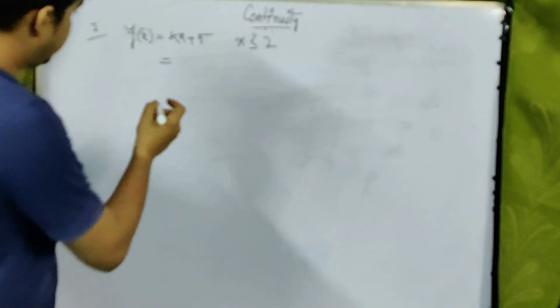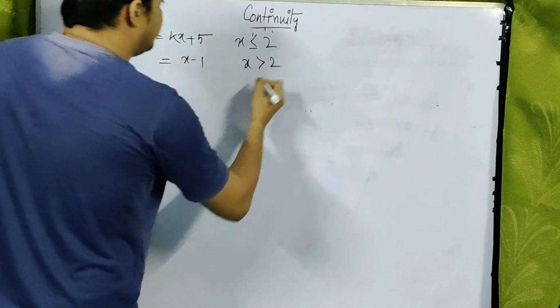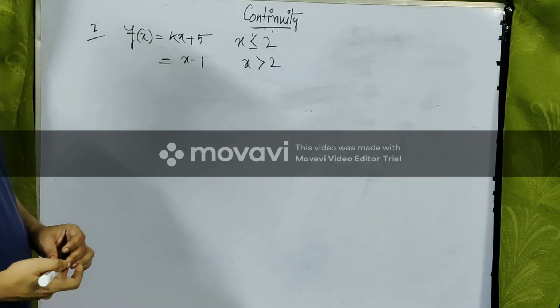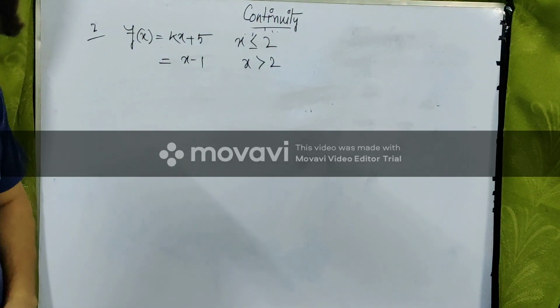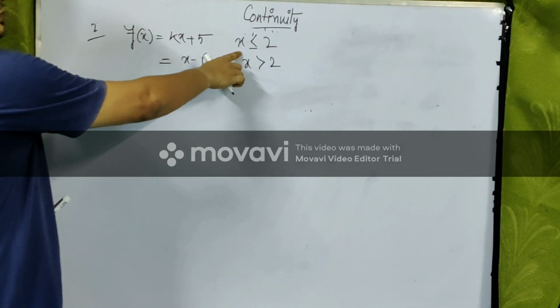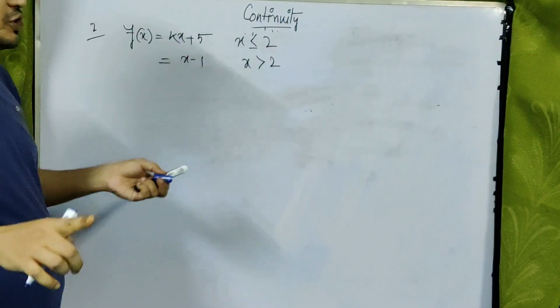x1 equals x minus 1 when x is greater than 2. Now we want to check the continuity for this function. First of all, from this function definition it is evident, see here, x less than or equal to 2. So we are going to check the continuity of this function at the point x equals 2.